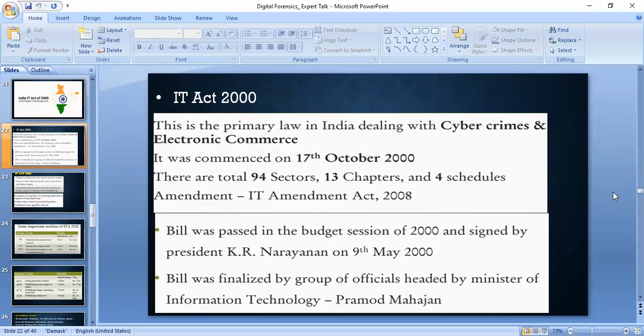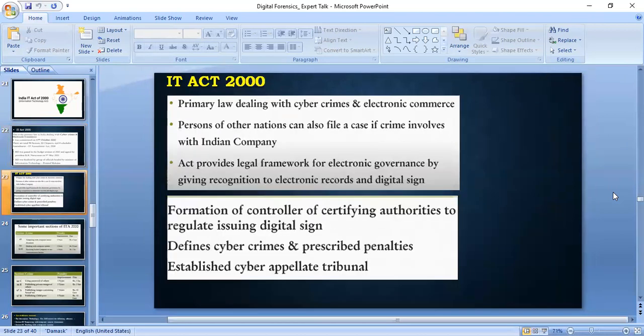This IT Act 2000 was established on 17th October 2000. There are a total of 94 sections, 13 chapters and 4 schedules. Later, in 2008, this Act was amended with 3 to 4 extra points, and we call it the IT Act 2008. The IT Act 2000 was passed in the year 2000, signed by our President K.R. Narayanan on 9th May 2000. The bill was finalized by a group of officials led by the Minister of Information Technology, Pramod Mahajan. So this is a little bit of history regarding the Indian Act.